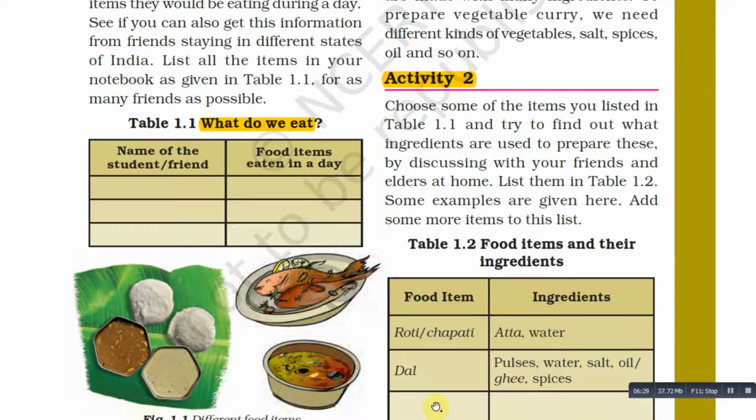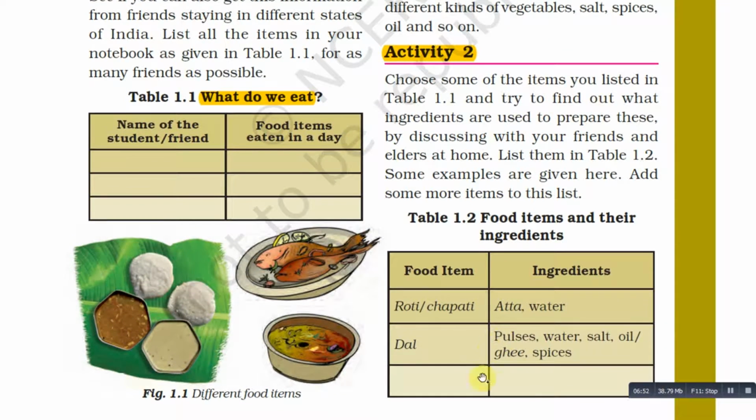So on the back side of the wrapper, you can see what ingredients are used to make that Dairy Milk: milk powder, edible oil, wheat flour, whatever it is, sugar. So it will be written on the backside of the wrapper. Okay, so you have to make this type of list. That is your second activity, number 2.